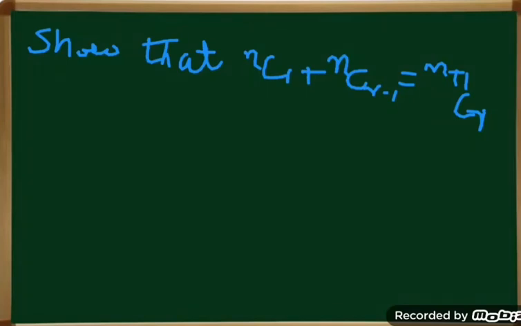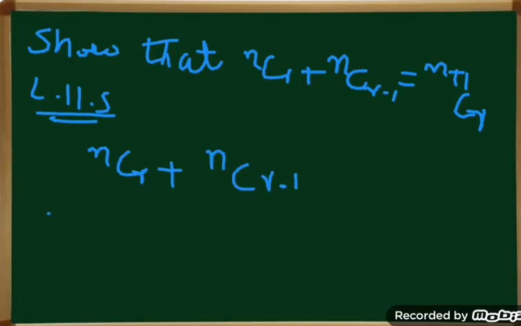In this lecture, we have to show that nCr plus nCr minus 1 is equal to n+1Cr. Taking left hand side, nCr plus nCr minus 1.